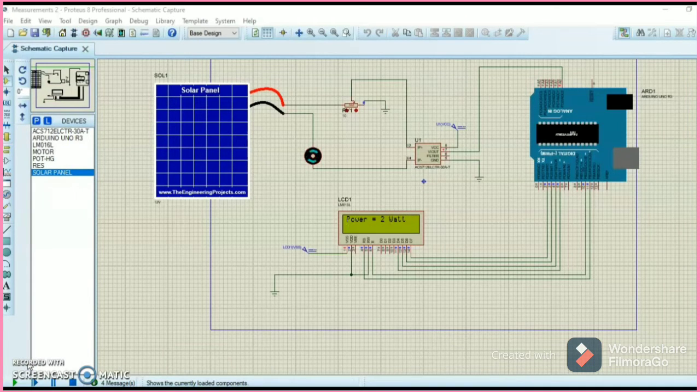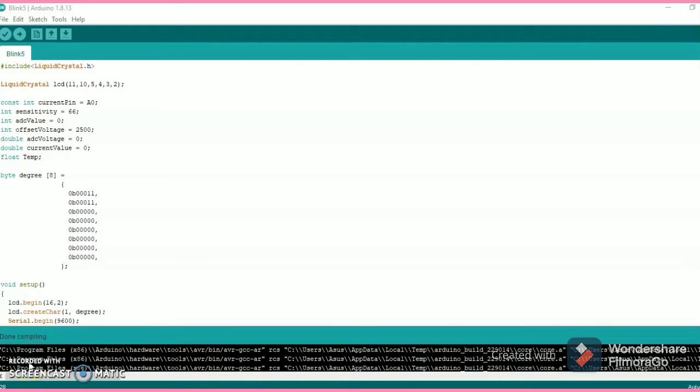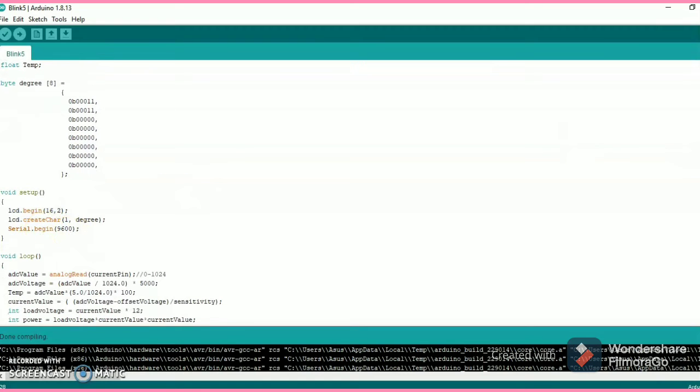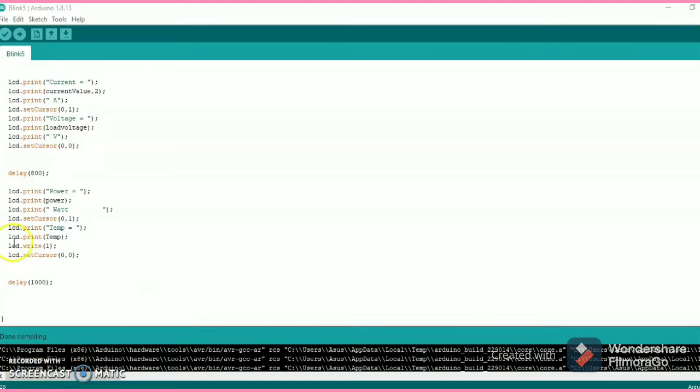Thank you. For the temperature, we assign the temperature as float temp, and this is the degree of the temperature. For the LCD, it's lcd.create_char. Next, we assign the temperature as temp equals to ADC value times 5.0 divided by 1024 times 100. For the display, the LCD we print temperature equals to the value of temp.